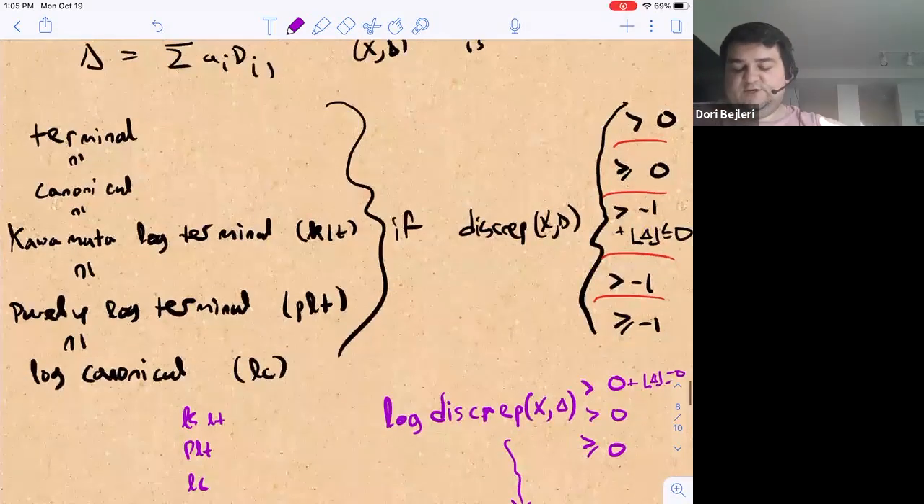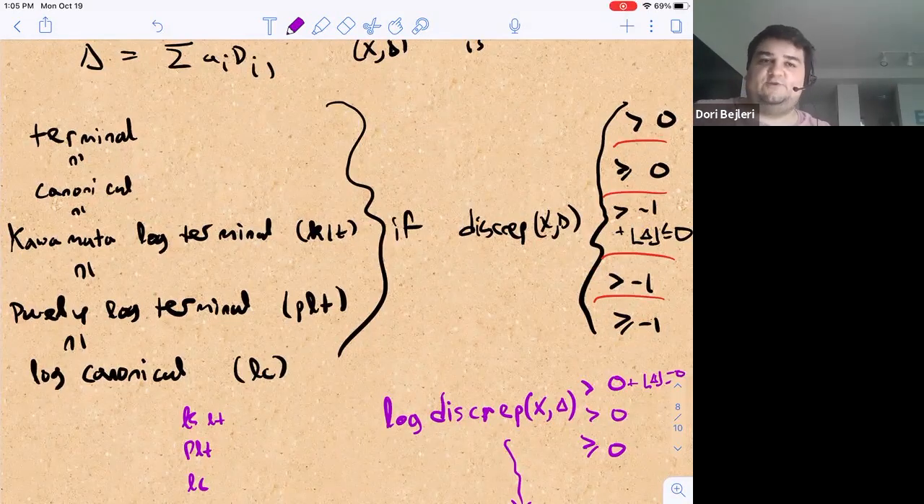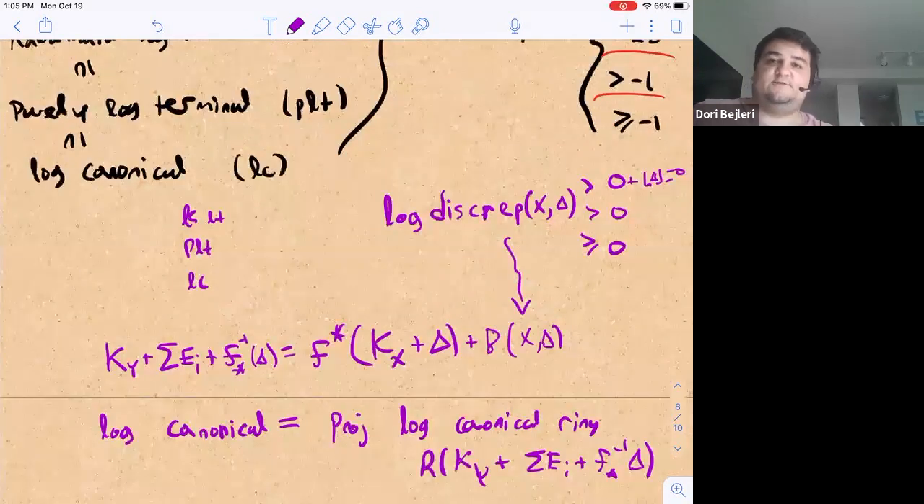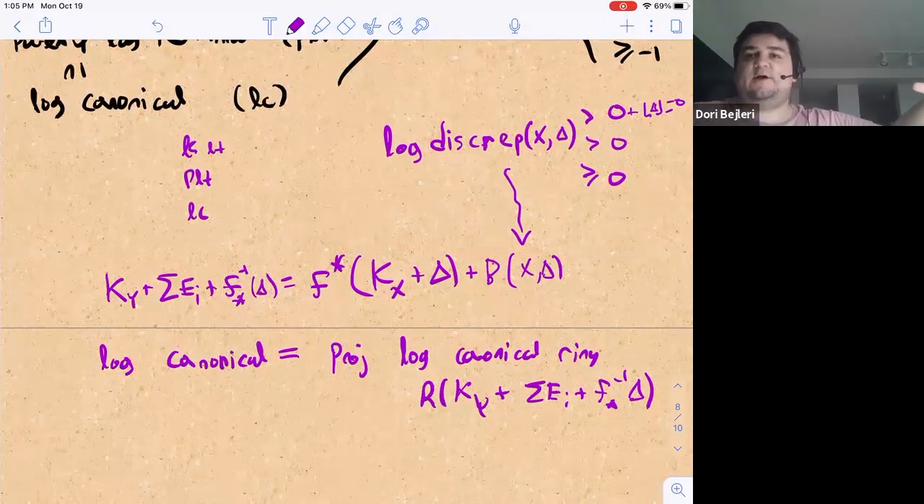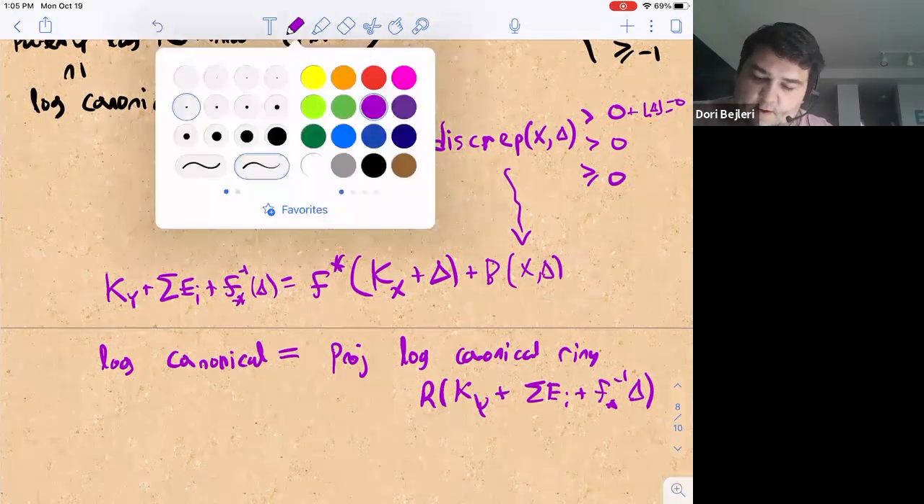Our original motivation for even defining canonical was that they were the class of singularities where the sections of the canonical divisor were preserved. Log canonical are the class of singularities where the sections of the log canonical divisor are preserved, as long as you always add all your exceptionals to your boundary every time you take a birational map. Okay.